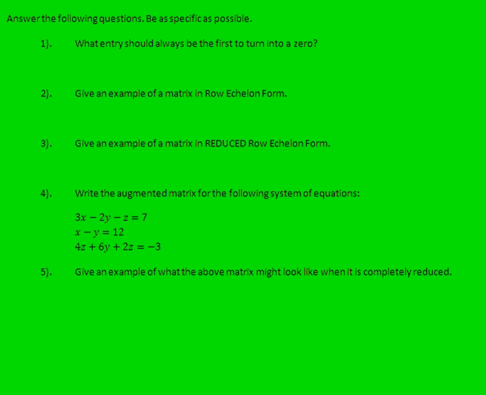Time to begin reviewing for the row reduction test. We're going to skip right into it. What entry should always be the first to turn into a 0? Always the bottom left-hand corner is what you want to change to a 0 first.